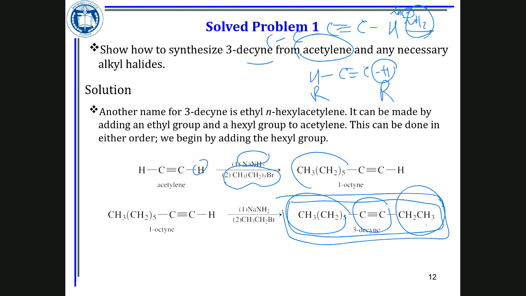Now you bring another amide again, you remove the other hydrogen, and you add 2 carbons. Now you need the ethyl bromide. So hexyl bromide or 1-bromohexane, and bromoethane. It's just like a retrosynthesis. After you survive chapter 8, these reactions are easier.